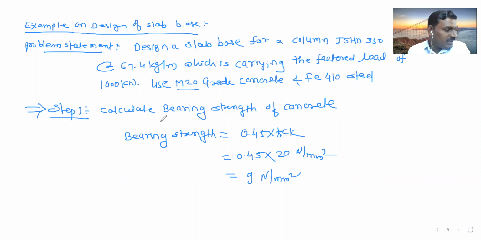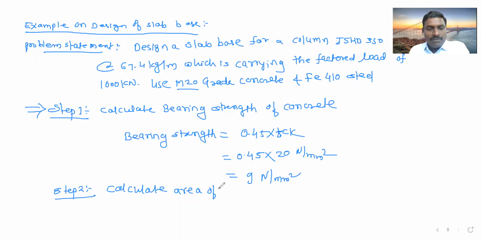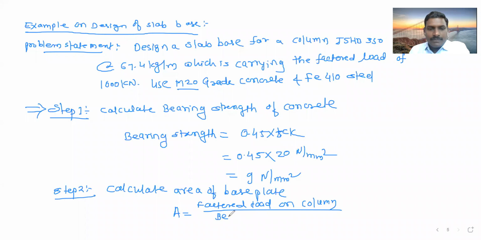Okay, then go to step 2. What is step 2? Calculate the area of the base plate. So A is equal to the factored load on the column divided by the bearing strength of concrete.